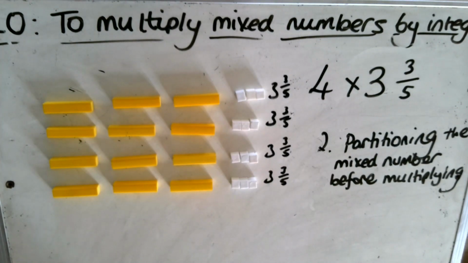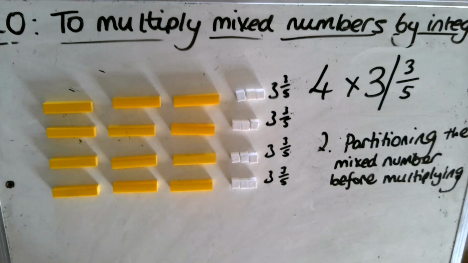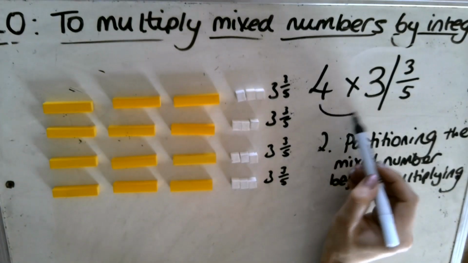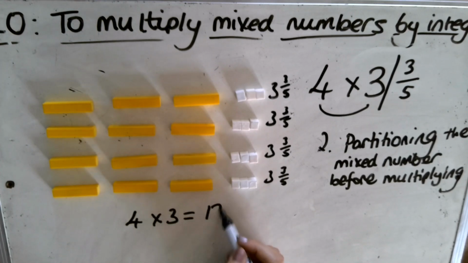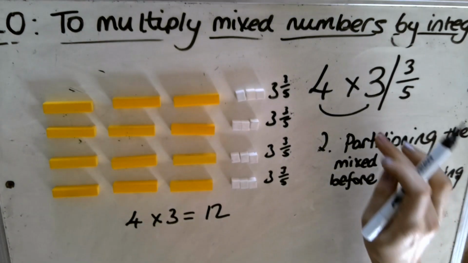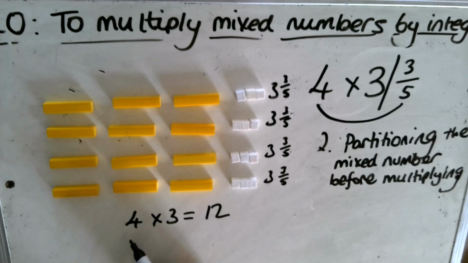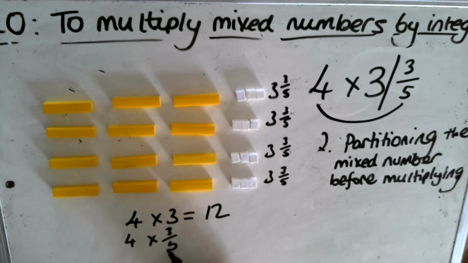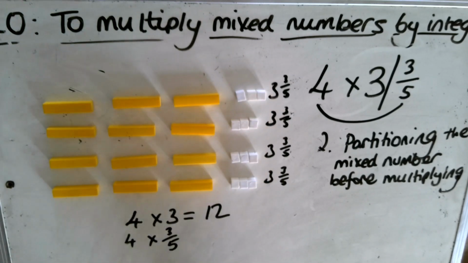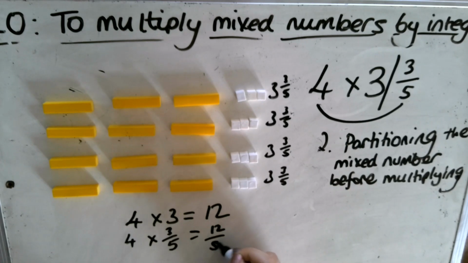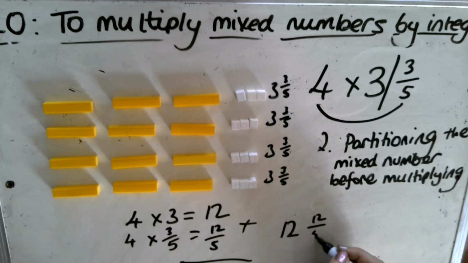So we are going to partition our mixed number. So we are going to split the whole number away from our fraction. We're going to start by multiplying our whole numbers together. 4 times 3 equals 12. And then we are going to multiply our fraction by our integer. So we have 4 times 3/5. So we have 3, 6, 9, 12 fifths. Okay, so our answer, if we add them up, would be 12 and 12 fifths.